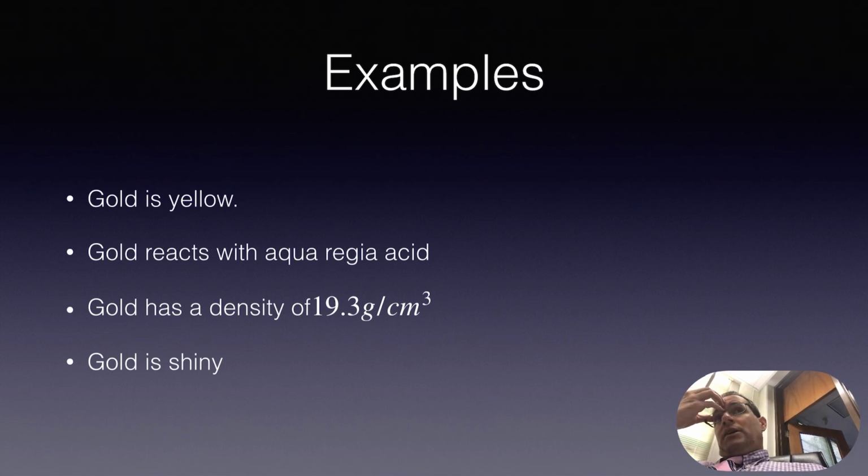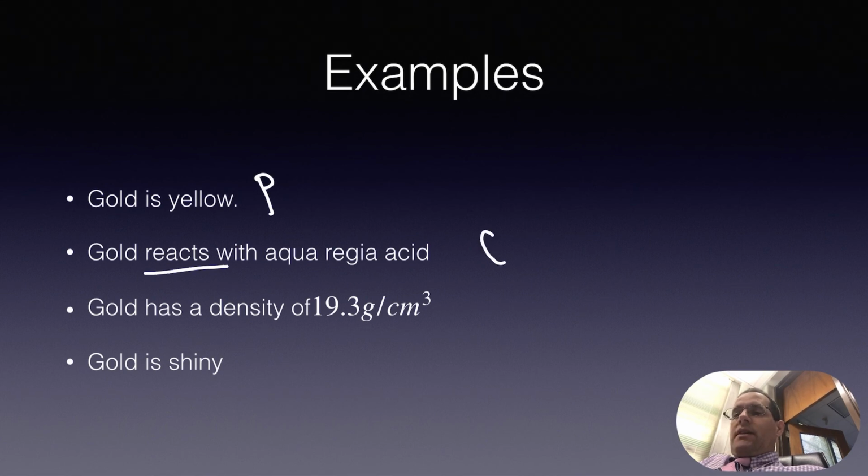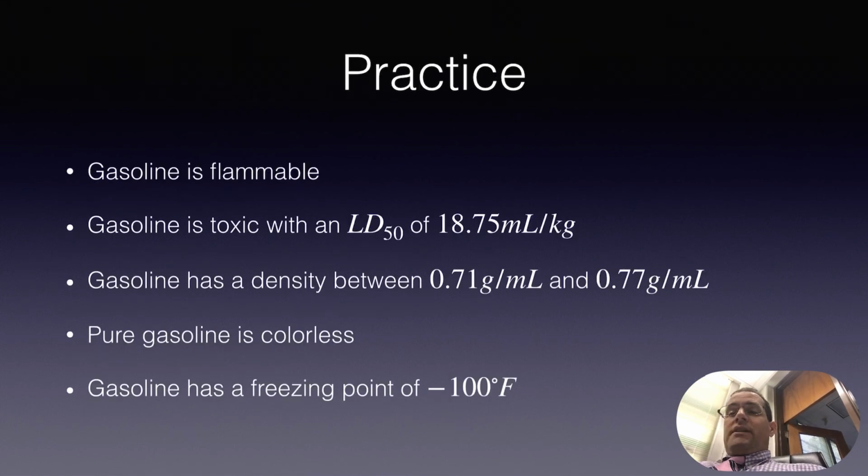Gold is yellow. Is that going to be a physical property or a chemical property? Well, that's a physical property, okay? So we'll just write P for physical properties here, okay? Gold reacts with aqua regia acid, okay? There's the key word, reacts. So that's a chemical property. Okay? Gold has a density of 19.3 grams per cubic centimeter. That is a physical property. And gold is shiny. That's a physical property, okay?